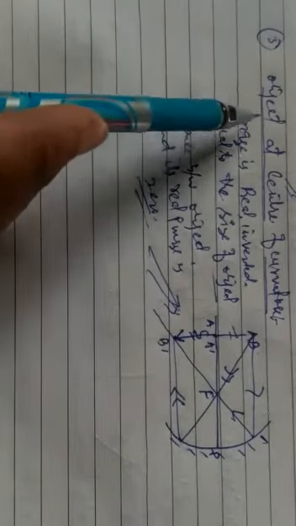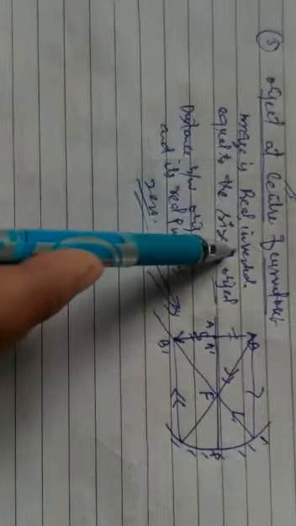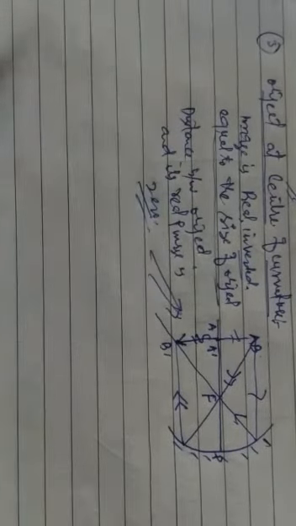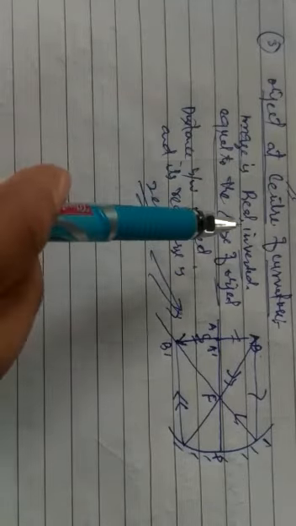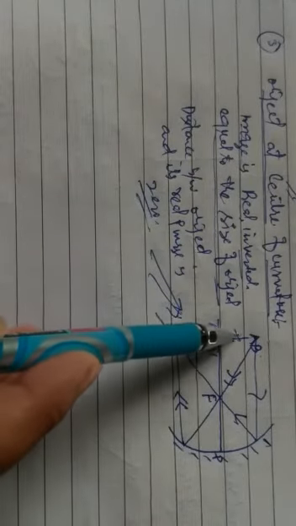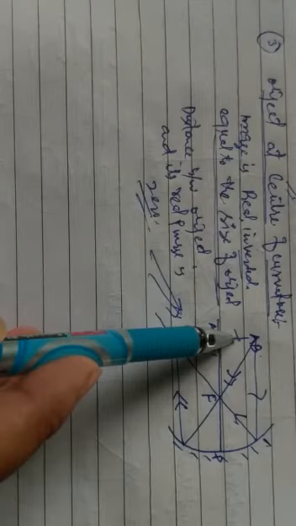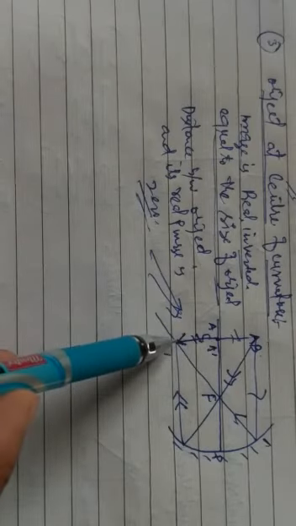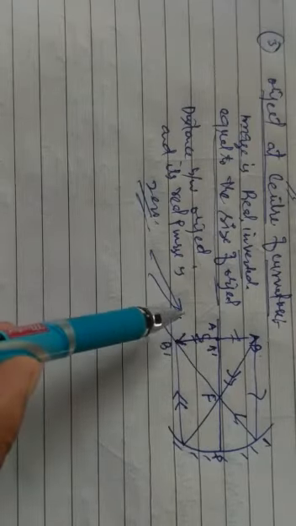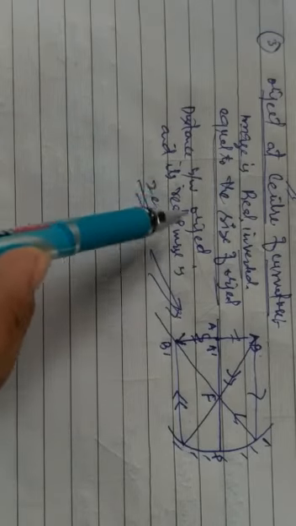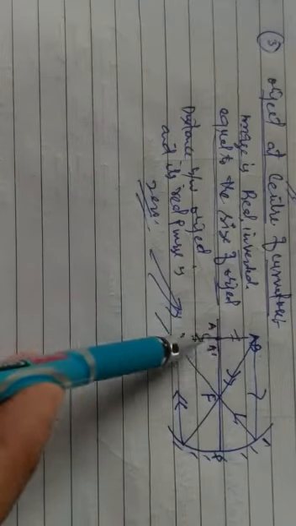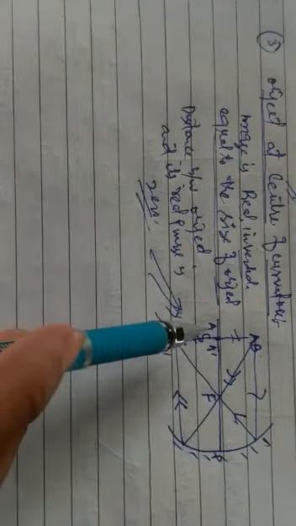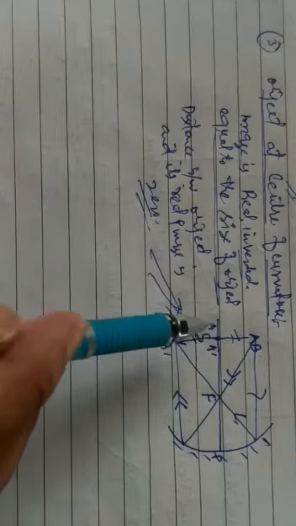So we can conclude that the image is real, inverted and equal to the size of the object. Whatever is the size of the object, if the object has a height of 10 centimeters, the image also has a height of 10 centimeters. And this is the case where the distance between the object and its real image is zero. The object is at the same place and the image is also at the same place. So in this case there is zero distance.